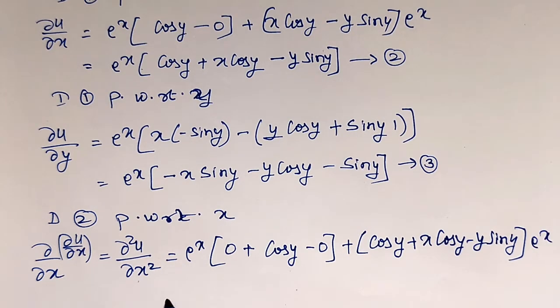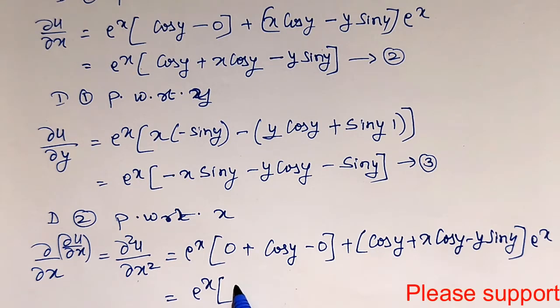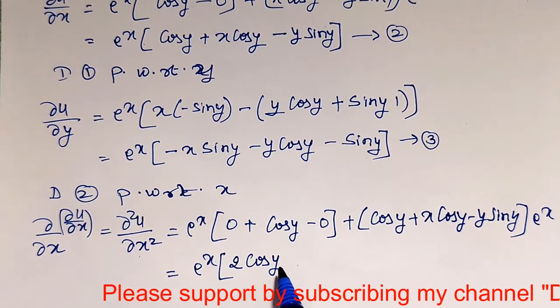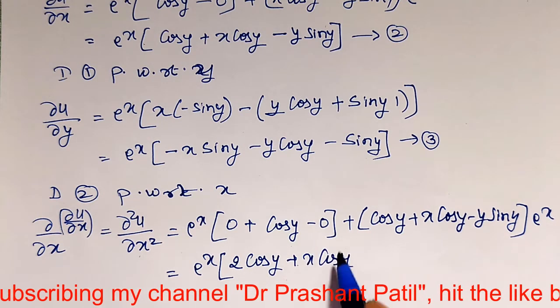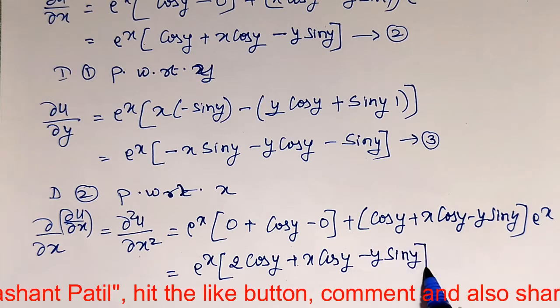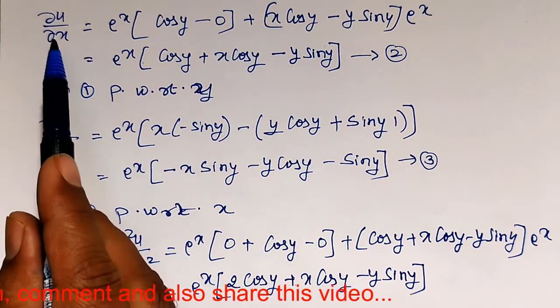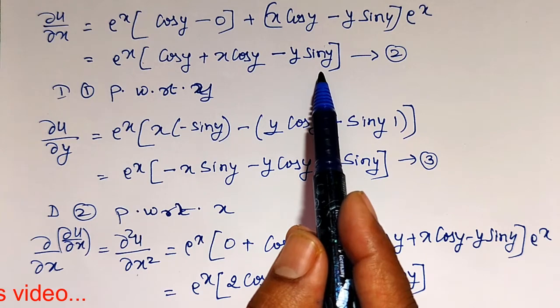Correct? The simplified form of this: e raised to x I can take common, and I can write it as e raised to x into the bracket cos y plus cos y, that is 2 times cos y, plus x cos y minus y sin y, which is my del square u by del x square. Like that, this del u by del x, equation 2, again I can differentiate partially with respect to y also.